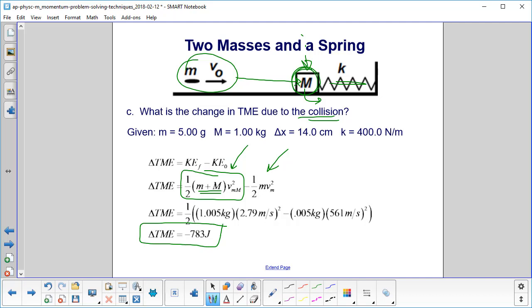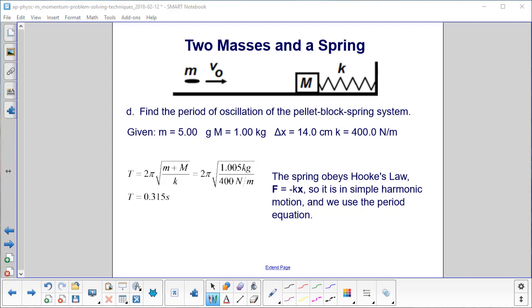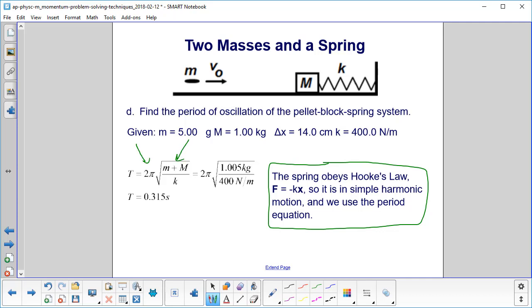at the collision. Find the period of oscillation of the pellet block spring system. We were told early on that the spring obeys Hooke's law, F equals minus kx. So we have simple harmonic motion here, and we use the period equation for that, which is T is equal to 2 pi the square root of the mass of the system divided by k. So our mass is the combined pellet plus block. Here's k. We carry out the math, and we find the period of the system is 0.315 seconds.